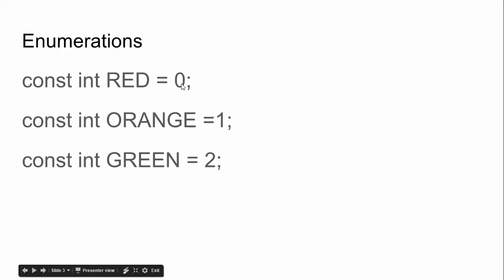Now instead of using the number 0, I can use the word red. Instead of using the number 1, I can use the word orange, and it allows me to think in English more than in numbers. So what would this look like as an enumeration?